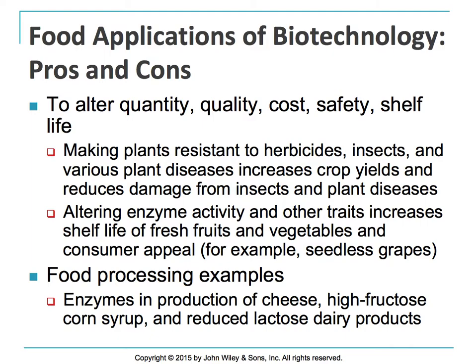So, genetically modifying foods isn't just about pest resistance. It can kind of sound very dangerous and sci-fi, but it actually can have a lot of benefits. Some food processing examples: enzymes in the production of cheese, high fructose corn syrup, and reduced lactose dairy products.